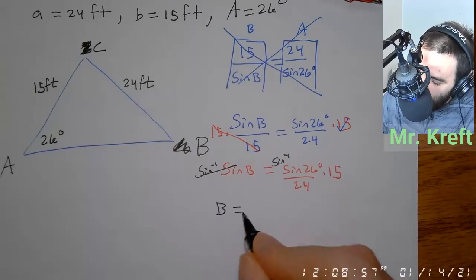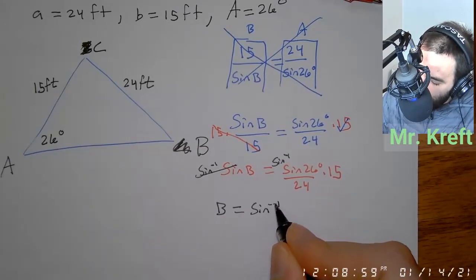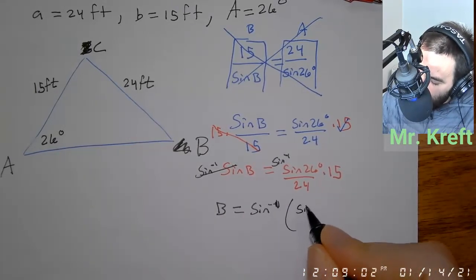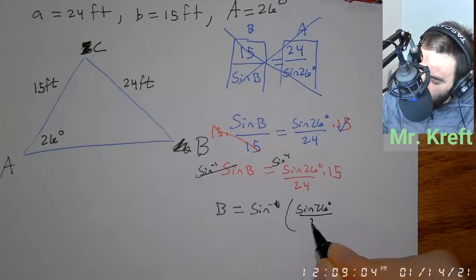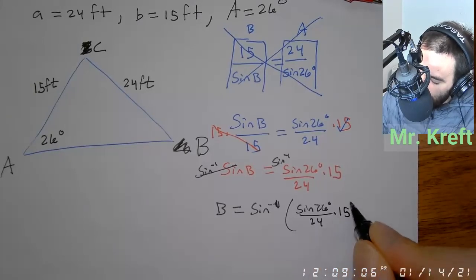So I'd get B equals sine inverse of sine of 26 degrees over 24 times 15.